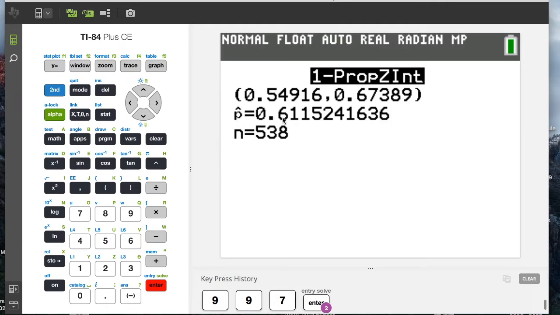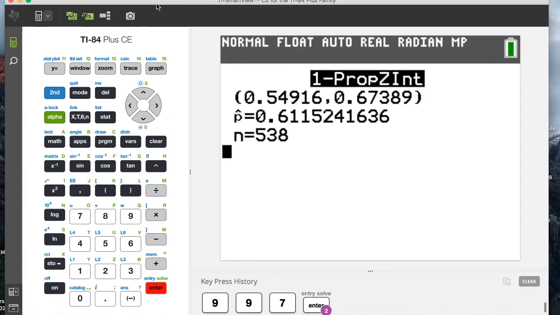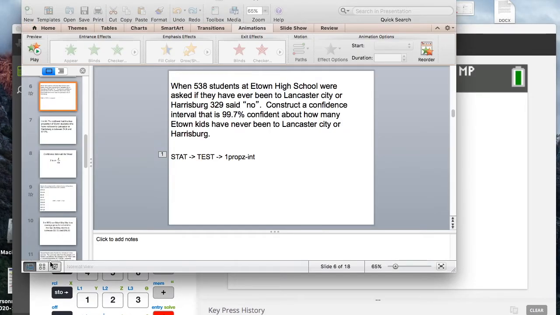It also tells us our p hat, which is the midpoint. This was the middle of our interval, and then the margin of error gets added and subtracted to get our total interval. Also gives us our n again, 538. So that interval there is what we're going to use for our conclusion. Okay, that is a proportion. So we will turn that into percentages. So I'm going to go back to my PowerPoint.